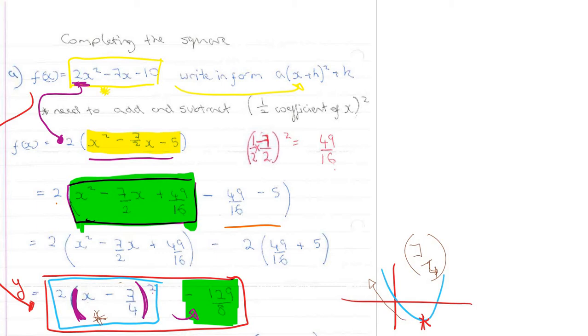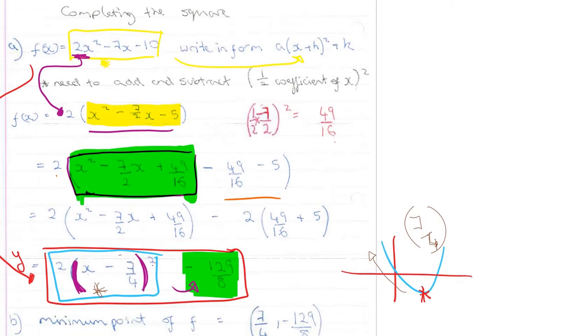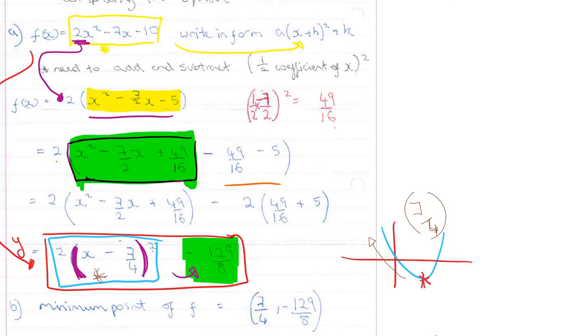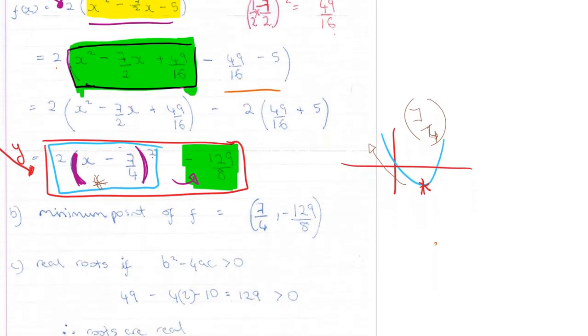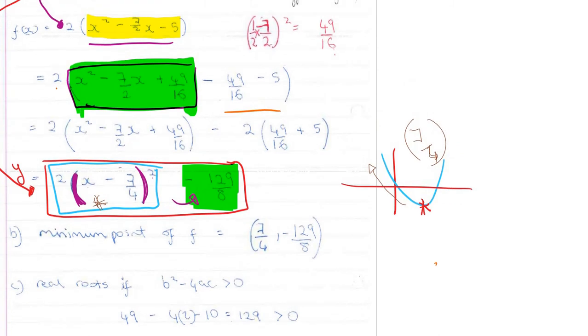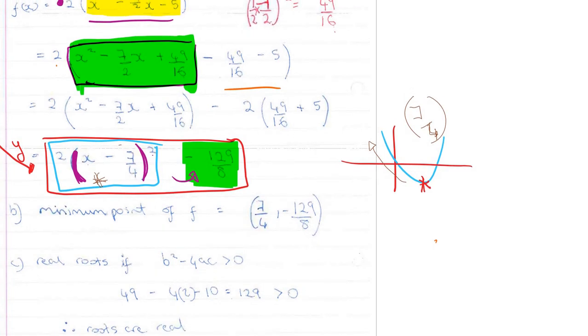And that occurs when the value of x is opposite the number that's inside the brackets with it. So here, x is going to be plus 7 over 4. So the minimum point of my graph is going to be 7 over 4 and minus 129 over 8. The next part of the question just asked me if the roots are real. Well, for real roots, b squared minus 4ac is greater than 0, so that's just the minus b formula. We plug that in and we get 129, which is greater than 0, therefore the roots are real.